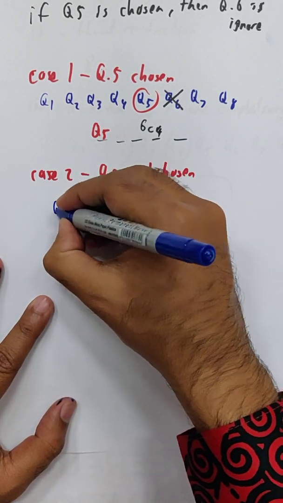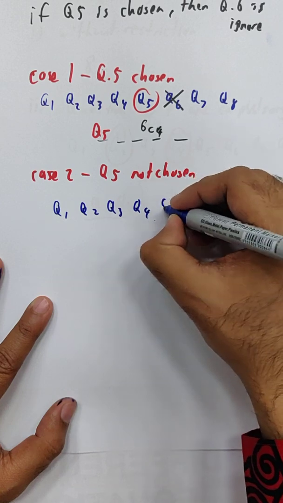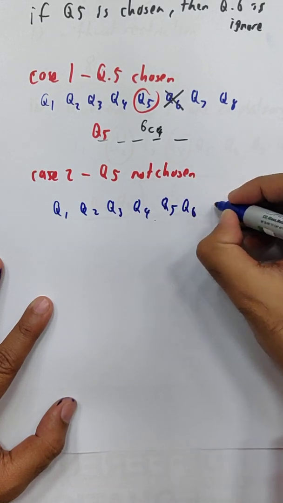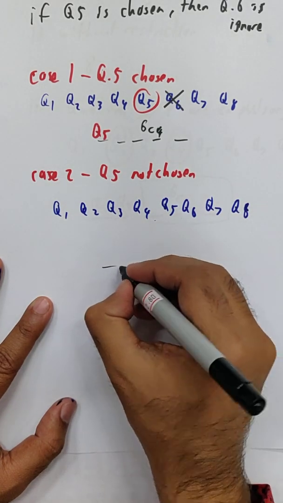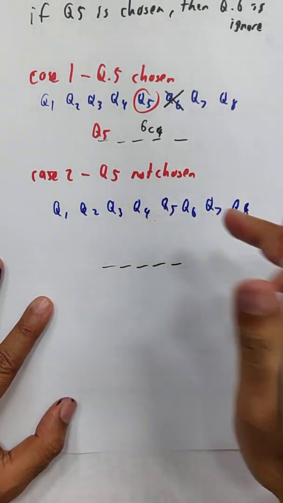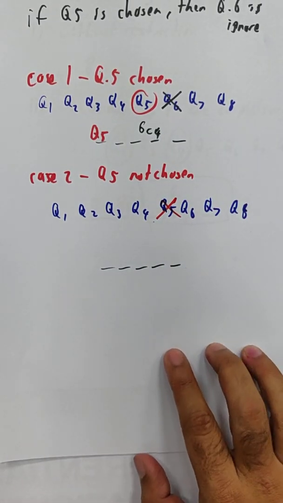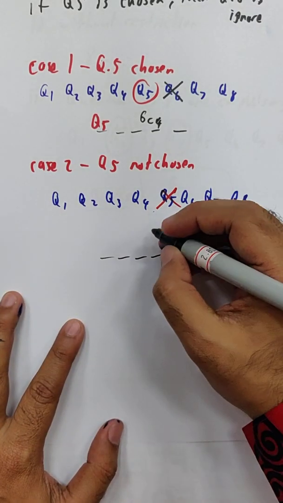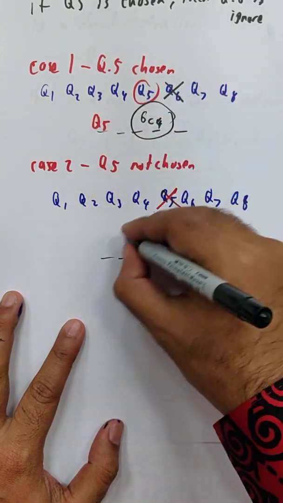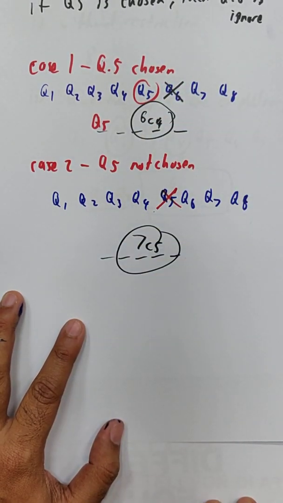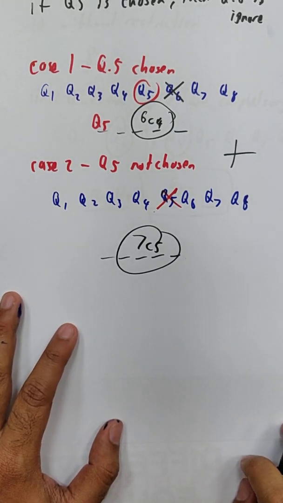Now what about this? Be careful with your planning. Now what happened to number 5? I'm not choosing it. So how? 7C5. How are we going to connect these two? Plus. Why plus? Why not times? Because it's a different case. Very good.